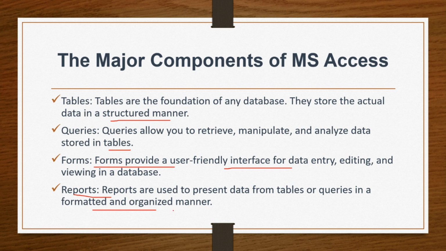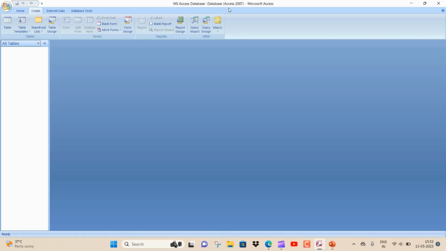Today I'll talk about tables. Right now I'm using Access 2007, which is the older version. The reason I'm not using Office 365 is that a lot of subscribers don't have access to it, because it is subscription based. That will be more advanced for them. So keeping that in mind, I've downloaded this.